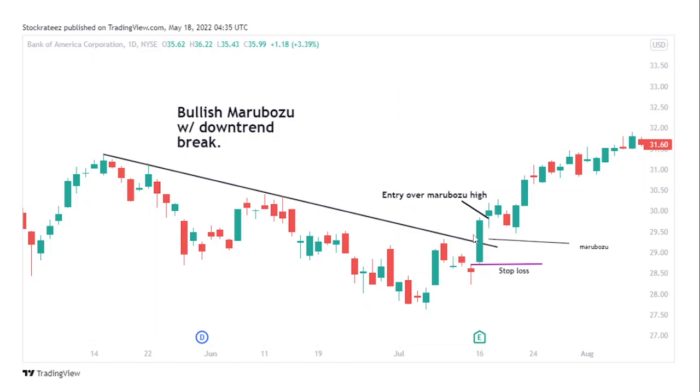So this is the Marubozu. We had buyers really stepping on the gas, and we had double confluence with a trend break, and buyers are pushing this thing up. So that is the beginning of a new uptrend.